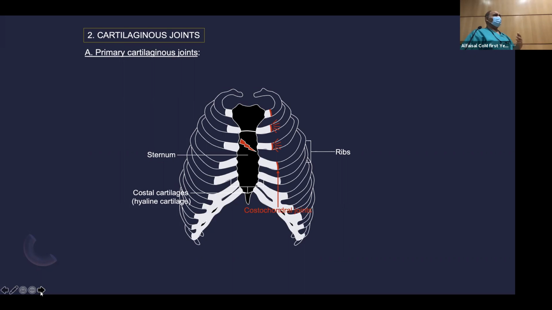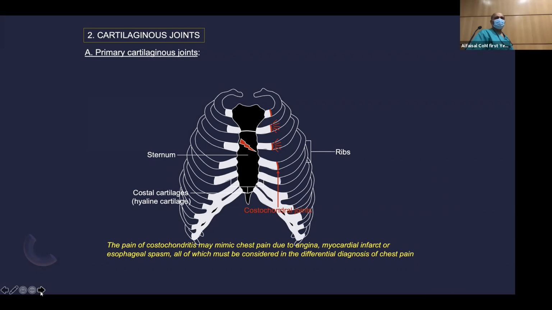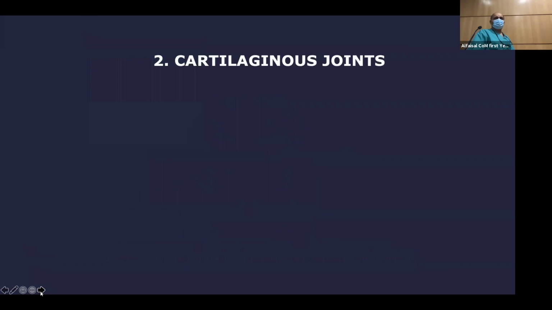So if someone has an injury, say a head-on collision of your car, your chest collides with the steering wheel, you have severe pain, and you will not be breathing properly because with each breath you have pain. So this is an injury which may occur there, and it's a flexible part, so a severe type of pain comes.